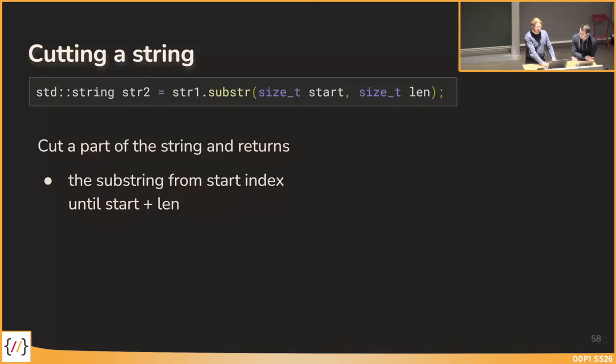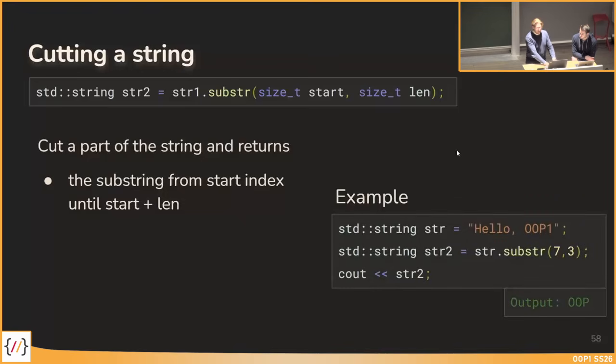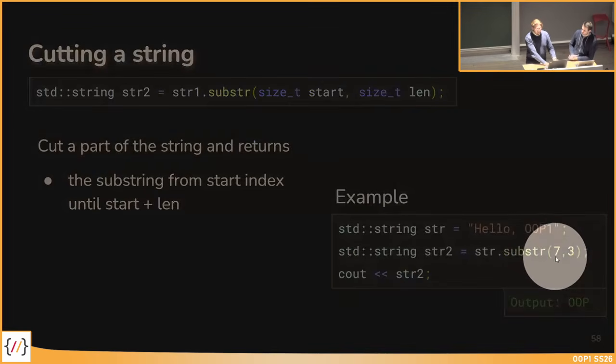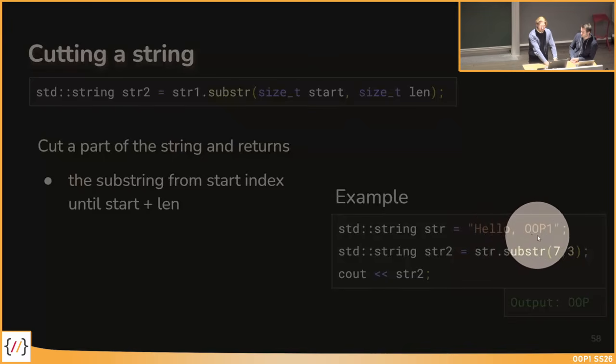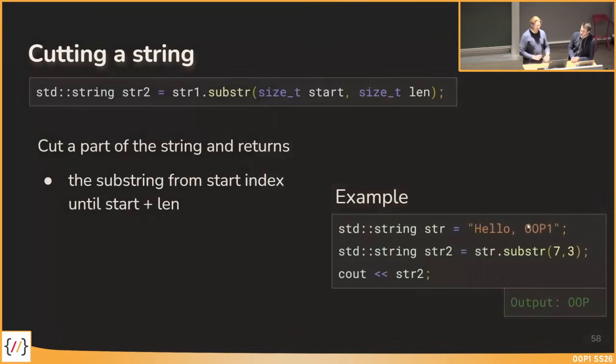Again, let's take a look at an example here. We have the start position 7: 1, 2, 3, 4, 5, 6, 7, so just before OOP. Then the length is 3, and we only cut out this part here, so OOP. Everything else is removed. The first parameter is the start index, and the second one is the length of the substring.